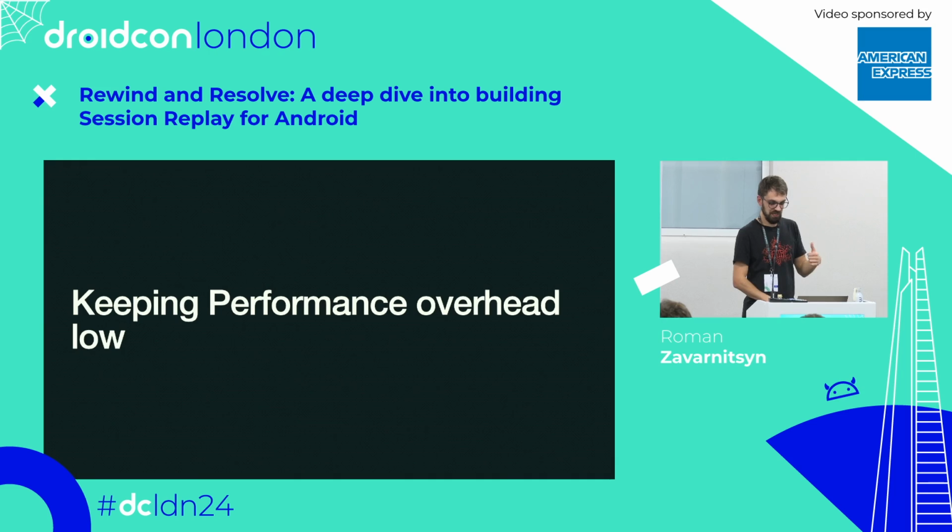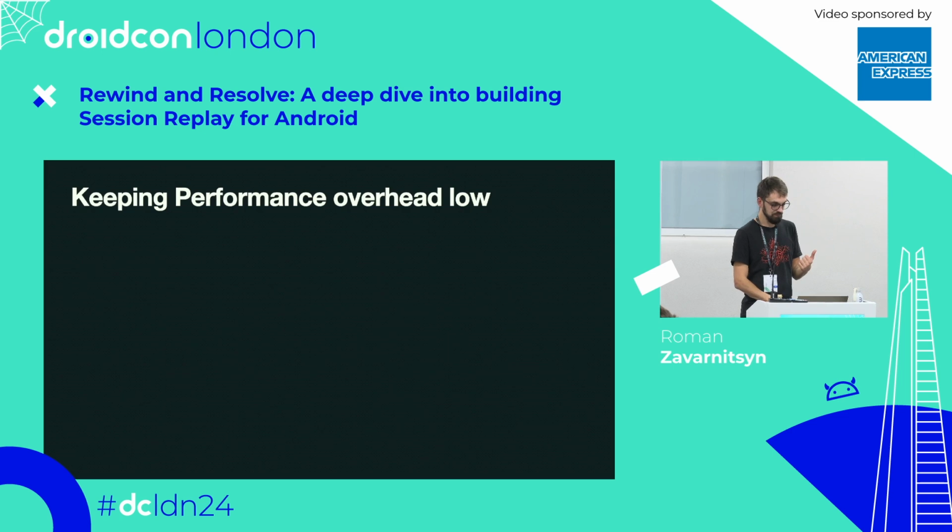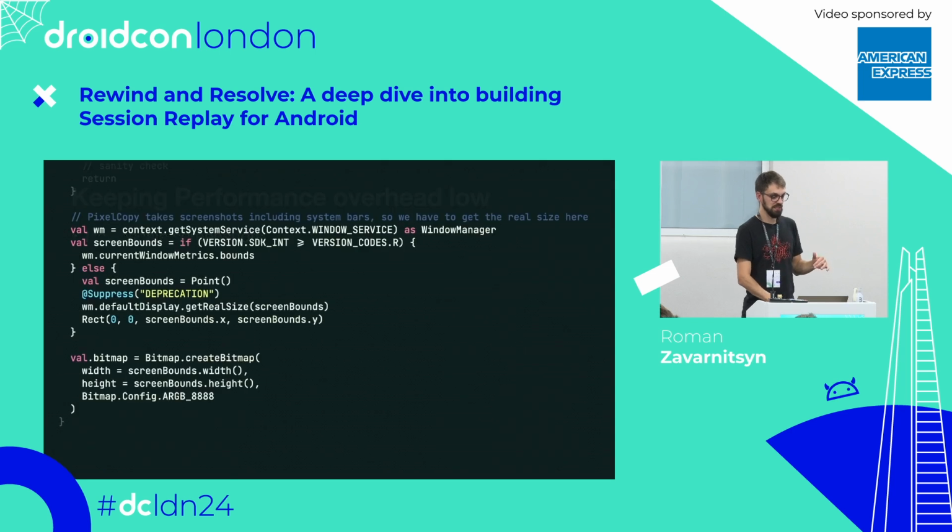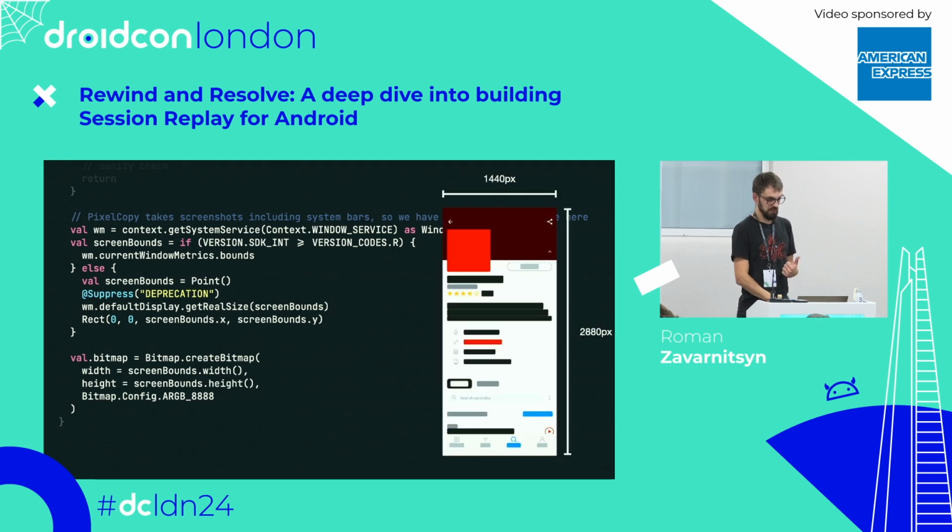Okay, we don't have much time, but I still want to quickly cover how we kept performance overhead low. First, we would downscale screenshots. Originally we were taking screenshots at full scale, the full pixel size of the screen. For example, for Pixel 2, it would be 1440 pixels by 2880.